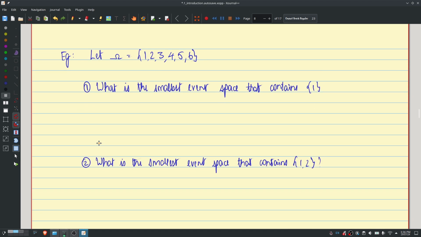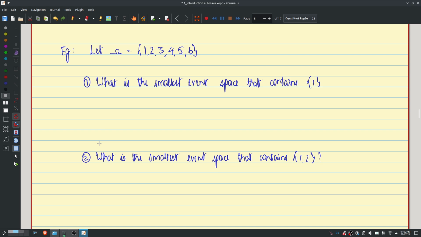Let's just take rolling a single die. Omega, the set of all possible outcomes, is 1, 2, 3, 4, 5, and 6. What would be the smallest event space that contains this particular set? It has to have omega and the empty set. Anything else? That's it, right?